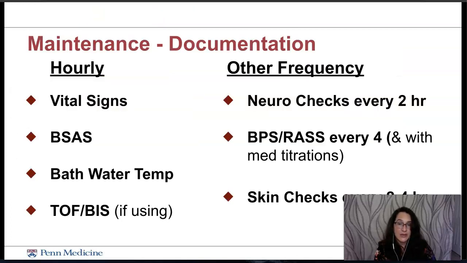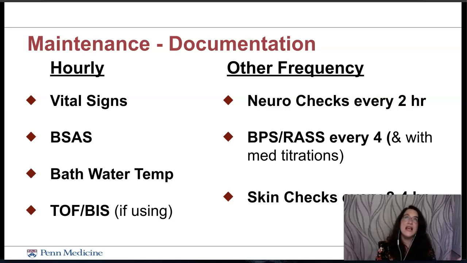Making sure we're documenting well. So hourly things that have to happen through initiation and through maintenance is vital signs. Doing that BSAS every hour once you get to your target temperature. Before that, it's every 30. Making sure you're documenting the bath water temp on that device. And that's when you added that early on because you're using Arctic Sun, and you're going to document the bath water temp in degrees Celsius.